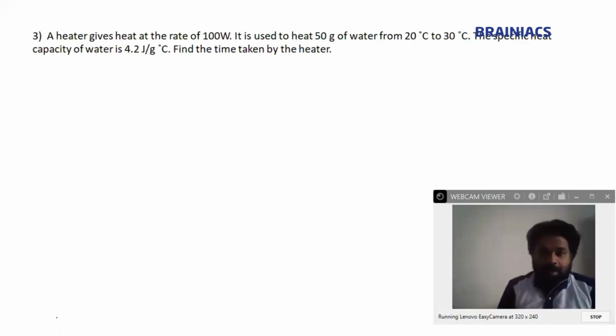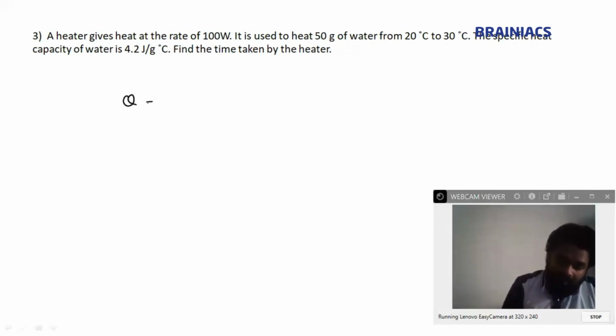Next question. A heater gives heat at the rate of 100 watt. It is used to heat 50 gram of water from 20 degrees Celsius to 30 degrees Celsius. The specific heat capacity of water is given as 4.2. Find the time taken by the heater. We know Q is equal to mc delta theta. Energy is equal to mc delta theta, which is utilized to increase the temperature.